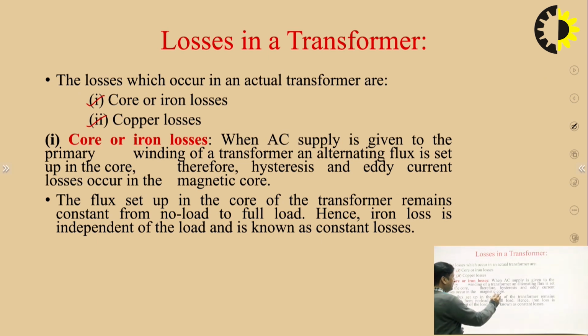The flux set up in the core remains constant throughout the operation. So these losses are generally called constant losses. The core losses are of two types: hysteresis losses and eddy current losses. Let us discuss more about these core losses.